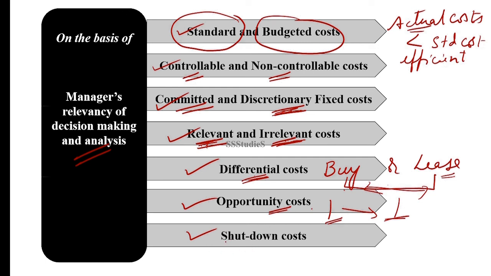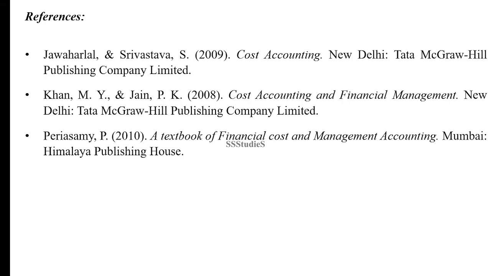Then comes the shutdown costs. When it comes to shutdown costs, these are the costs which are incurred when the organization takes the decision of stopping the manufacture of a particular product, or maybe shutting down a particular department or a division.